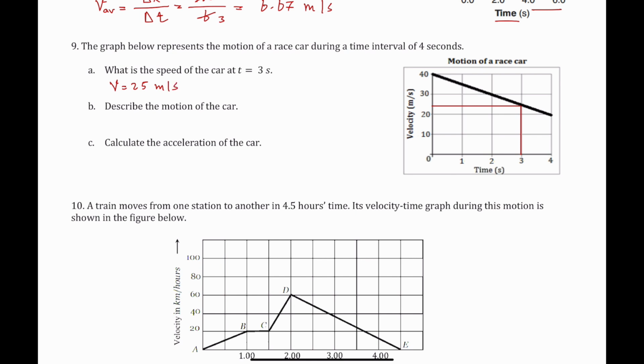B. Describe the motion of the car. The car is slowing down with a constant rate because the slope is a straight line in the negative direction. So we can write: slowing down at a constant negative acceleration or rate.